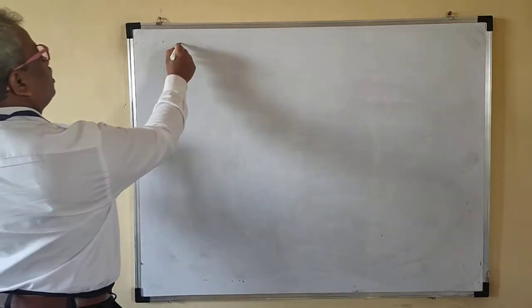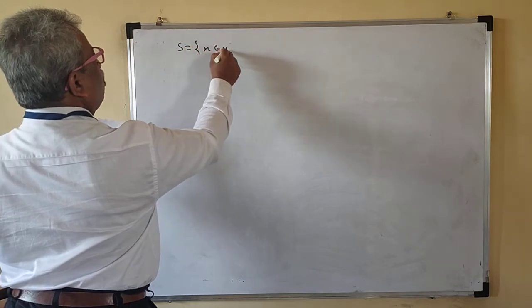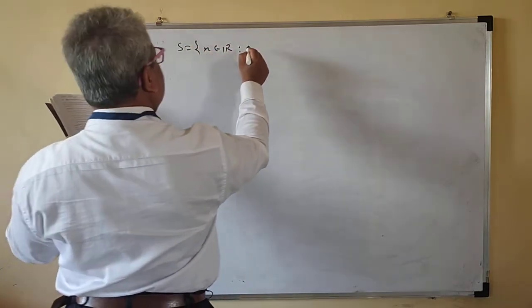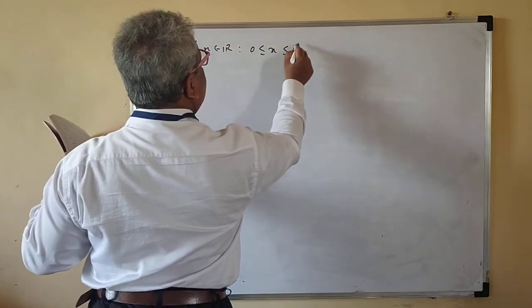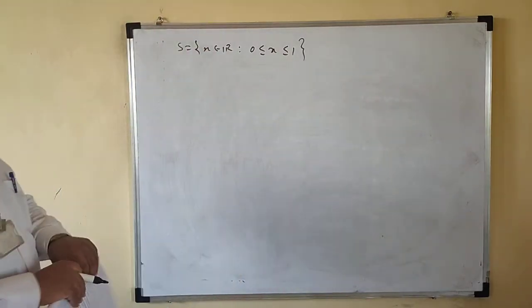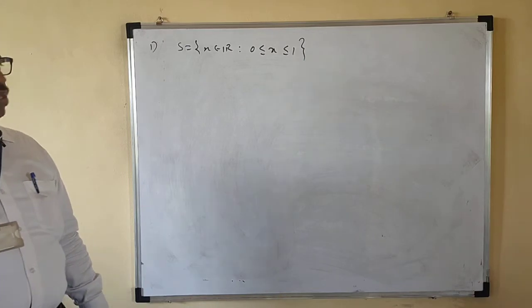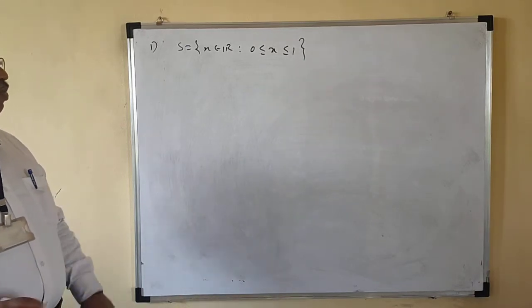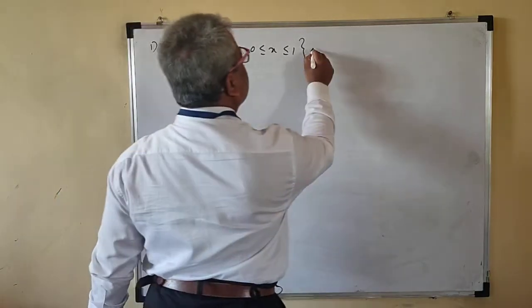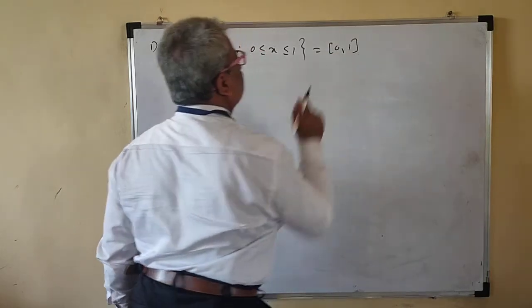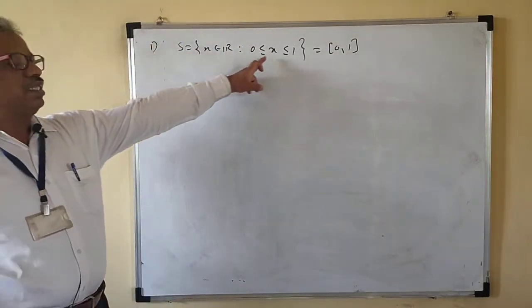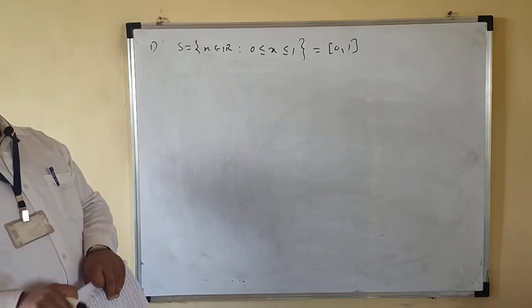Suppose S is the set of x belongs to R such that 0 is less than or equal to x, less than or equal to 1. So this is the first example. We'll find the supremum, infimum, lower bound, upper bound. I can write this as [0, 1]. So x belongs to R such that x lies between 0 and 1. That means this is a closed interval [0, 1].